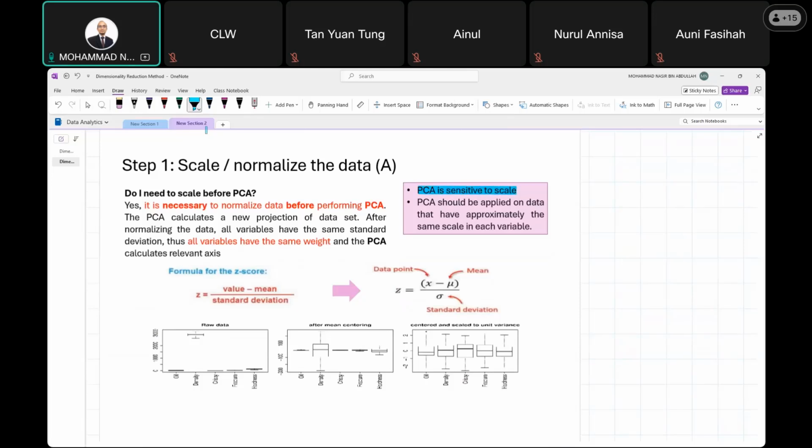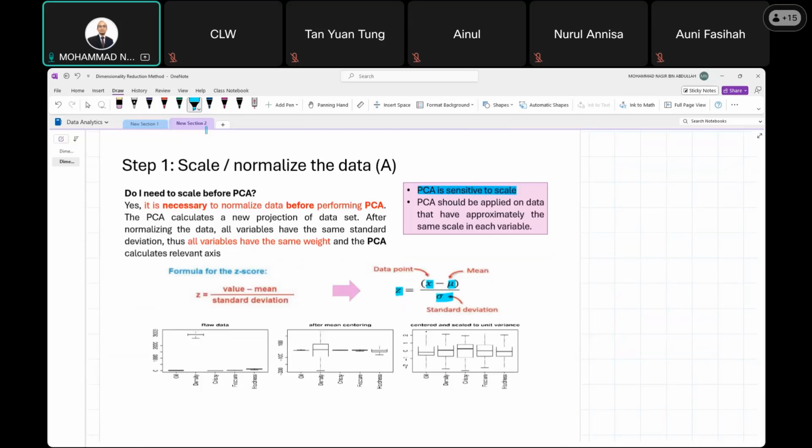So if we cannot find variables that can be measured in the same unit, we can convert them to a normal distribution by using the z-score. The z-score is x minus mu divided by sigma, right? So this is how we convert.